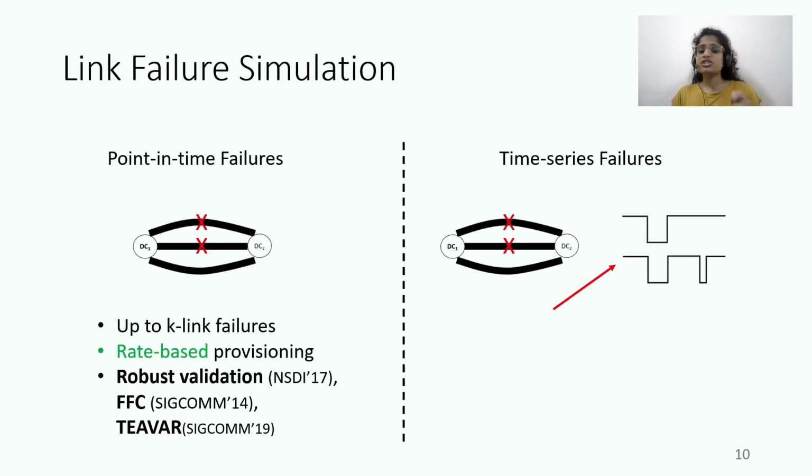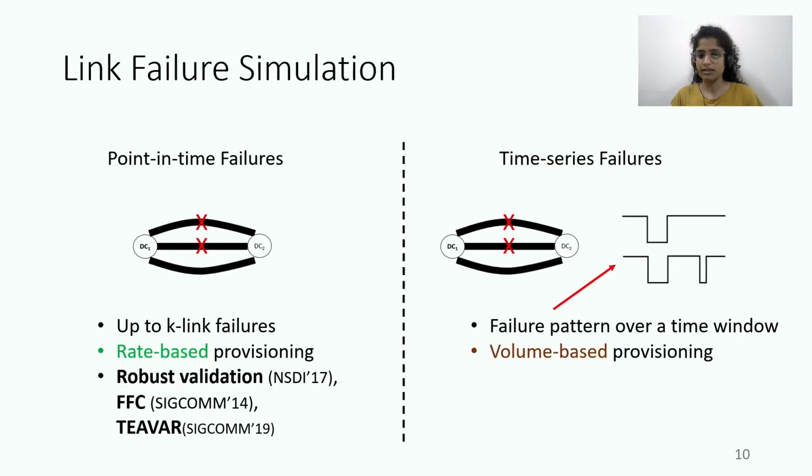Whereas in the context of informed redundancy provisioning and deferrable demands, we saw that we could potentially pause the deferrable demand during the link failure, and then we can continue sending it back after the link gets repaired. Hence, we need to consider the failure pattern over a time window for doing provisioning for the deferrable demands. And we do this using volume-based provisioning for deferrable demands. I'll be talking more about time series failure scenarios and volume-based provisioning in the next slides.